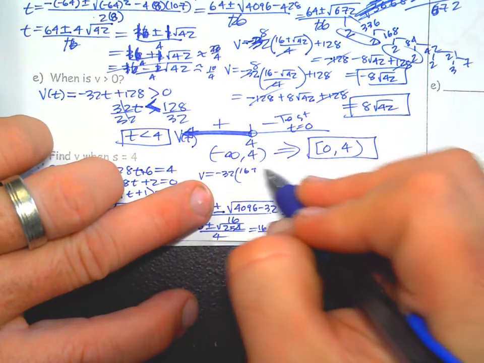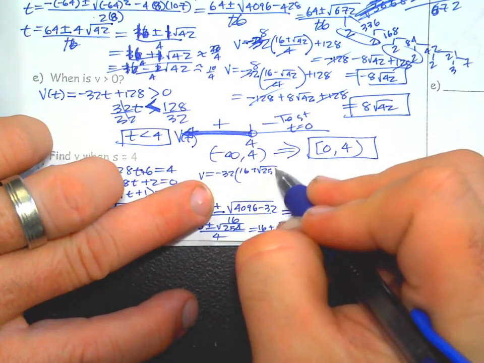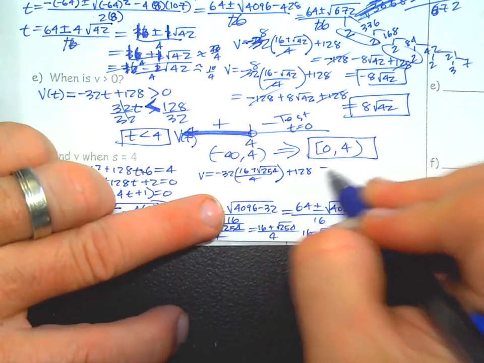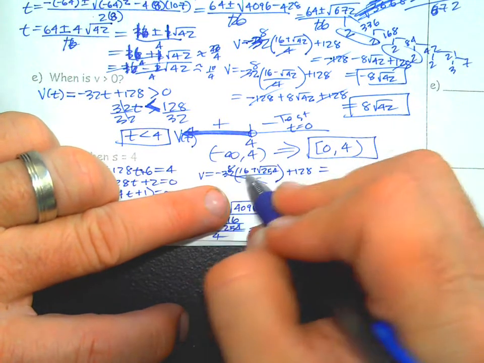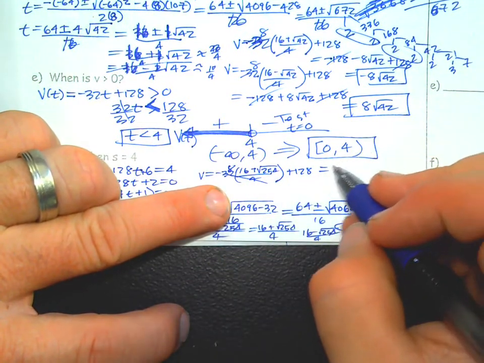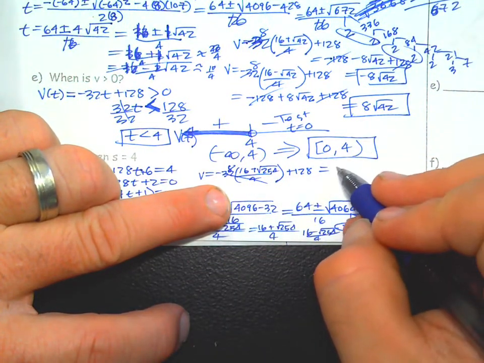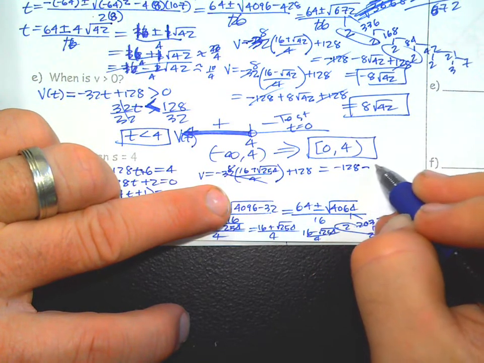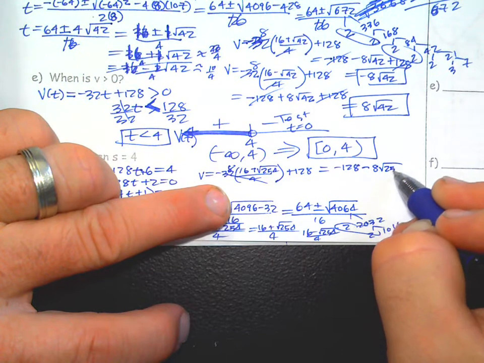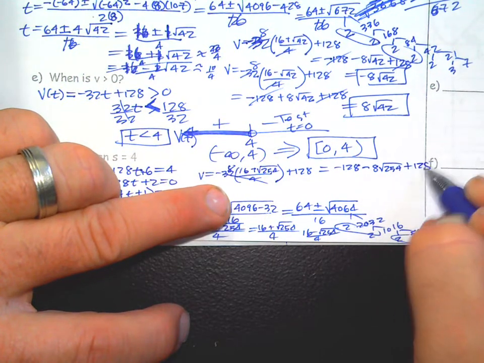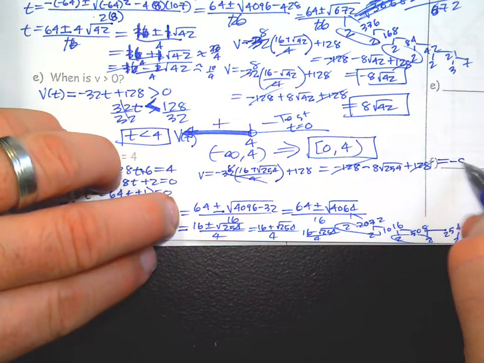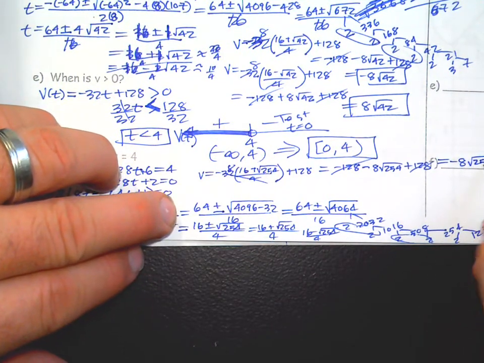16 plus square root of 254 over 4 plus 128. It's going to be 8. So 8 times that, negative 128 minus 8 square root of 254 plus 128. Those cancel. So the answer should be negative 8 square root of 254. That should be one of your answers.